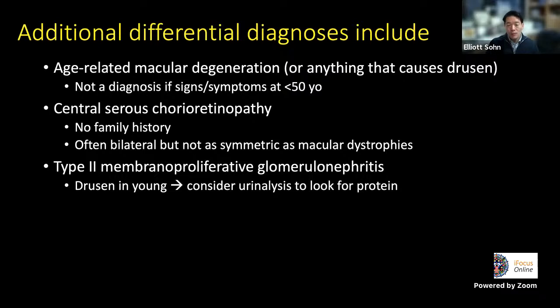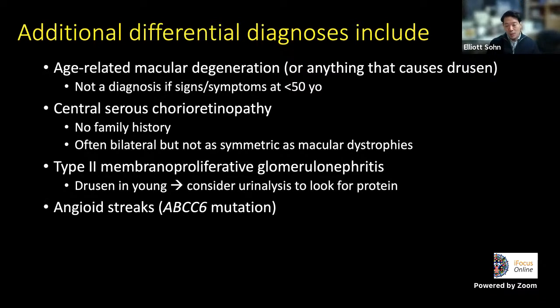Type 2 membranoproliferative glomerulonephritis is an important thing to be aware of, because this causes drusen in young people. This is also known as dense deposit disease. The reason you want to recognize this is that you can diagnose it as an ophthalmologist. All you have to do is get a urinalysis. If you see protein in there, you should set some alarm bells off and send that patient to the primary care physician, potentially a nephrologist, to determine whether they may have type 2 membranoproliferative glomerulonephritis.